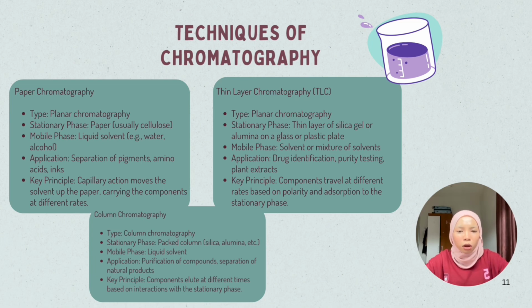And the last one is column chromatography. The stationary phase is a packed column, which is silica and alumina. The mobile phase is a liquid solvent. Application: purification of compounds and separation of natural products. And the key principle is components elute at different times based on interaction with the stationary phase.